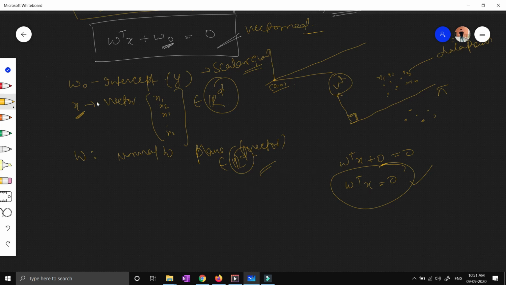Now you can see that we have found out this equation of a line, right? In the next video, I'll show how to calculate the distance of a point from the plane, and it will be more beneficial for us to solve classification problems in future.